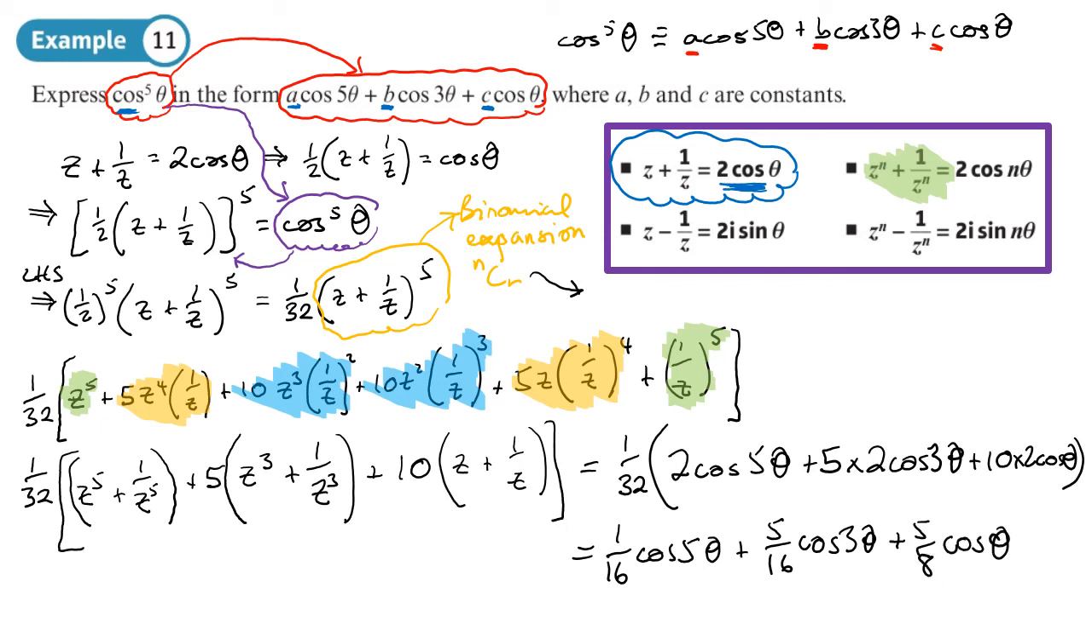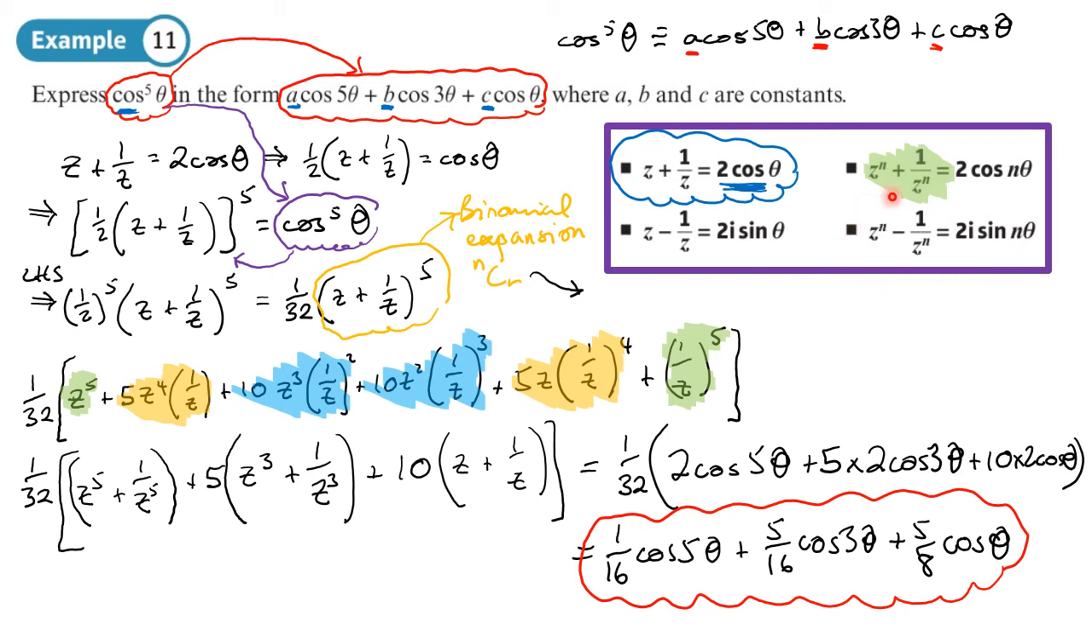And here we go. We've done the identity. Yeah, and we found the values of A, B, and C. A is 1 over 16, B is 5 over 16, and C is 5 over 8. Okay, now if the identity we had was sine 5 theta instead, then we would be using this identity at the start and this one towards the end when we pair things together.